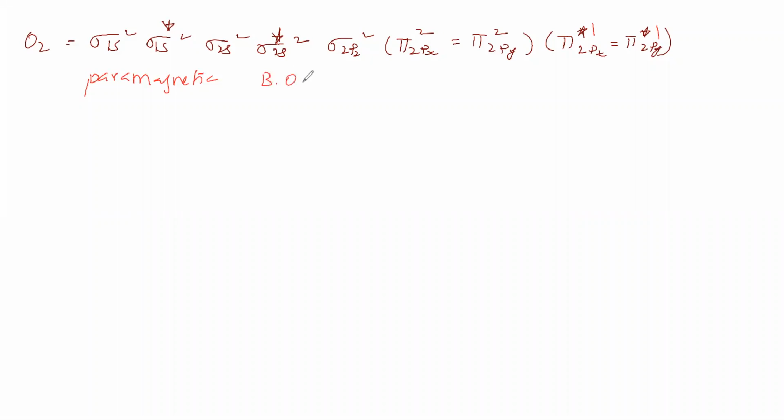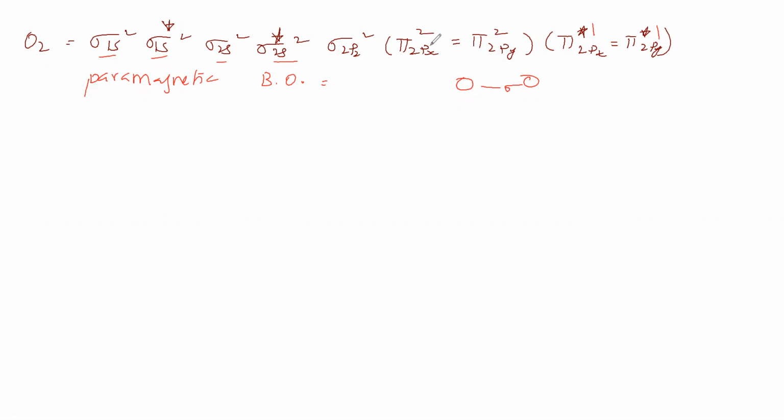Then we will find the bond order. Bond order, how much will it be? Here sigma 1s cancels with sigma star 1s. Sigma 2s cancels with sigma star 2s. Then this sigma 2pz2 will form one sigma bond. Therefore, between the oxygen atoms in O2, one sigma bond will be there.